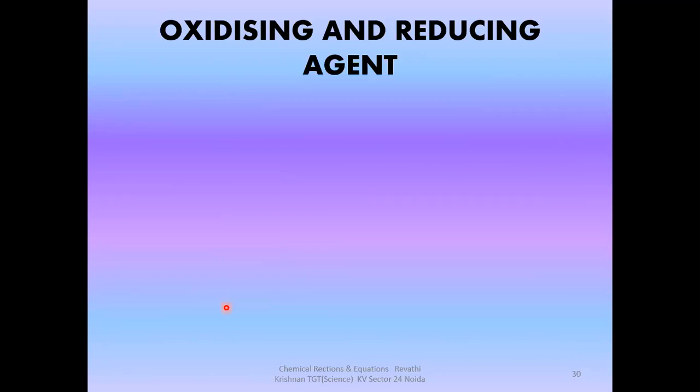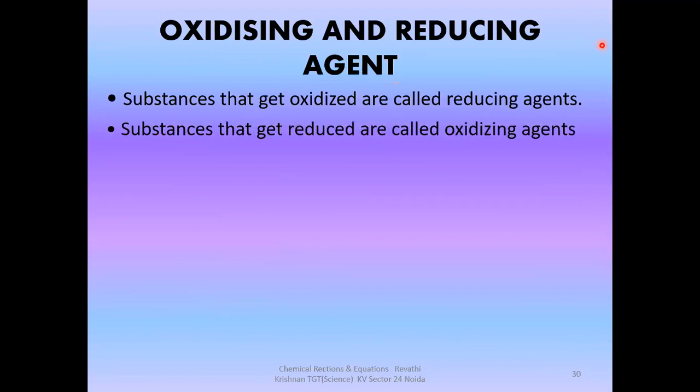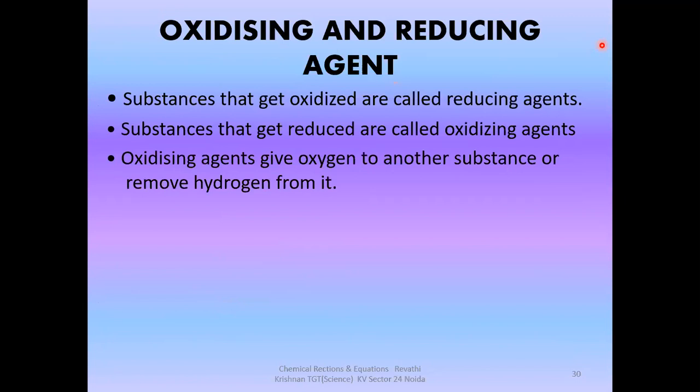Remember, always the reactants get oxidized or reduced and not the products. Let's see now what are oxidizing and reducing agents. This is another important concept which is frequently asked in your board exam. Substances that get oxidized are called reducing agents. Substances that get reduced are called oxidizing agents.